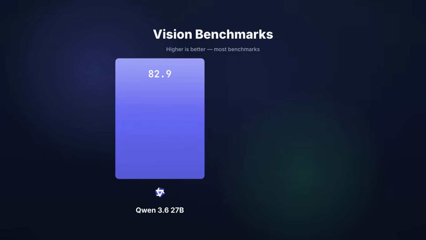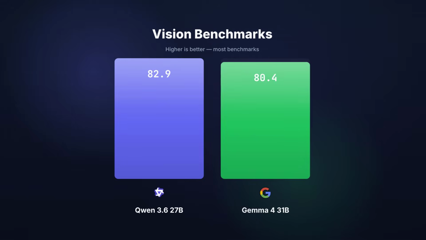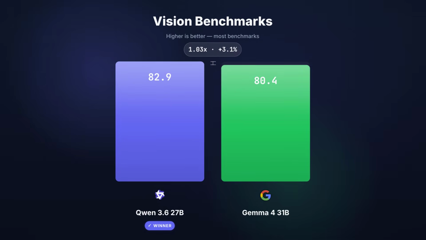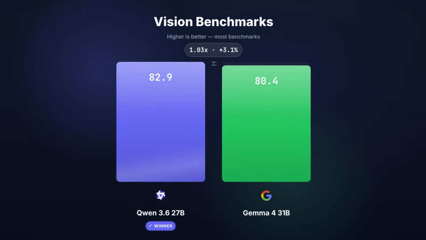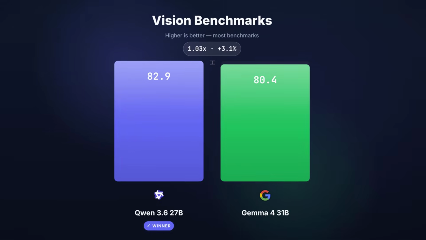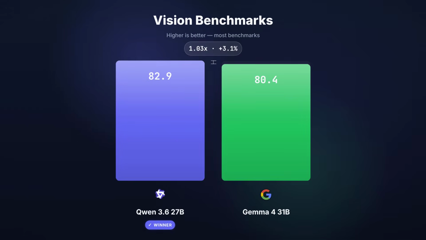Qwen leads MMMU, MathVista, Real World QA, and OCRBench by 2 to 12 points. Then there's RefSpatialBench, testing spatial reference understanding. Qwen scores 70, Gemma scores 4.7, a 65-point gap. The one vision benchmark where Gemma edges ahead is MMLU-Pro, 76.9 to 75.8, a single point.